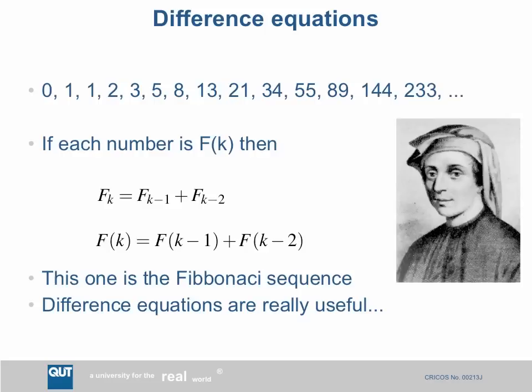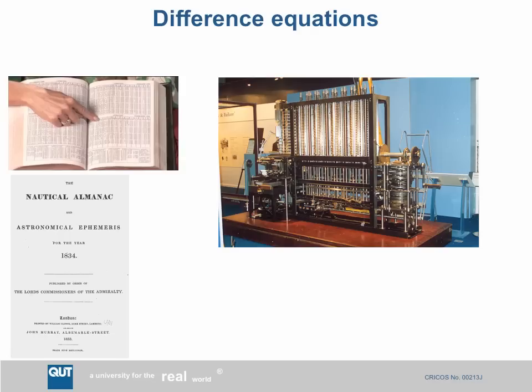We also talked about number sequences and difference equations. So this particular number sequence given here is a very famous sequence known as the Fibonacci sequence. And we discussed how each element in this sequence can be represented by the difference equation F_k equals F_{k-1} plus F_{k-2}. In English, what this means is that each element in the sequence is equal to the sum of the two previous elements in the sequence.